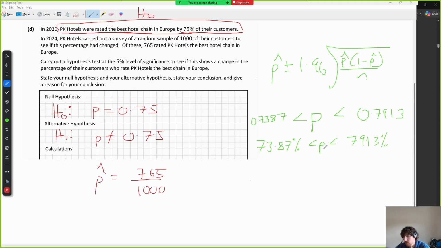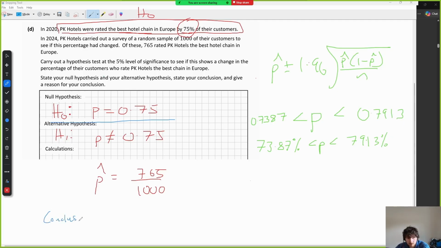So what that means is we're 95% confident that the population proportion of people who think this hotel chain is the best is between those percentages. And as their claim of 75% is within our interval, that means the claim is good. So H0 wins here. If the P is within this interval, their claim is good for H0. Basically, as you've seen, there's a conclusion down here.